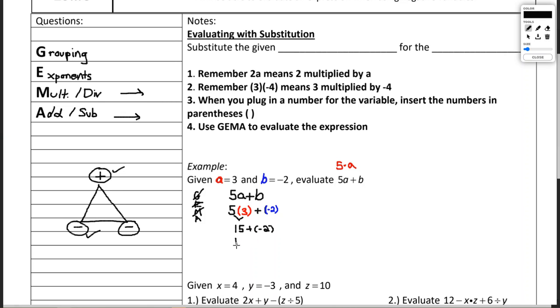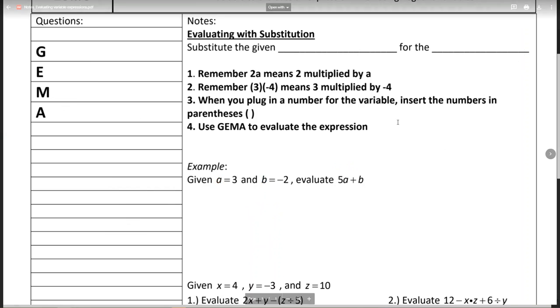Okay, so let's rewrite this. This is actually 15 minus 2. That plus and that minus cancel out and become a minus sign. Okay, so 15 take away 2 is 13. And that's how we evaluate. Okay, so that's how we have been doing it by hand.